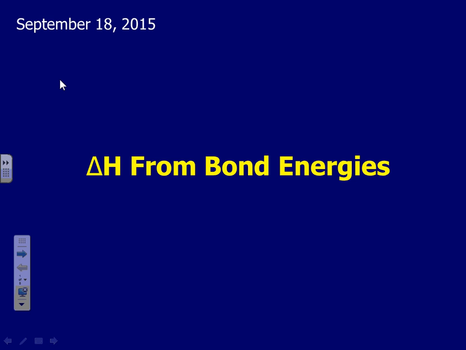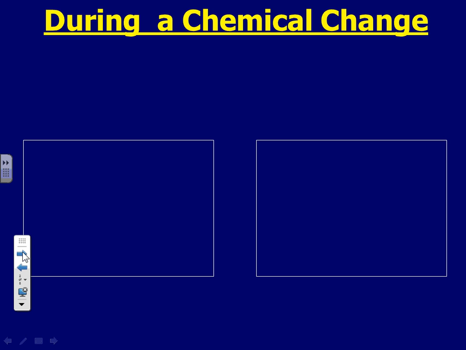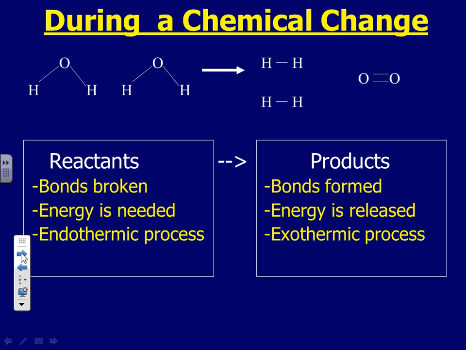We assume that the energy, the potential energy, Ep, is stored in the bonds themselves. And if we mathematically add up how many bonds we have to break and how many bonds we have to make, we should be able to figure out what the delta H is. And that's what this lesson is about. So let's talk about what happens during a chemical reaction in terms of the bonds, on a bond-by-bond basis.